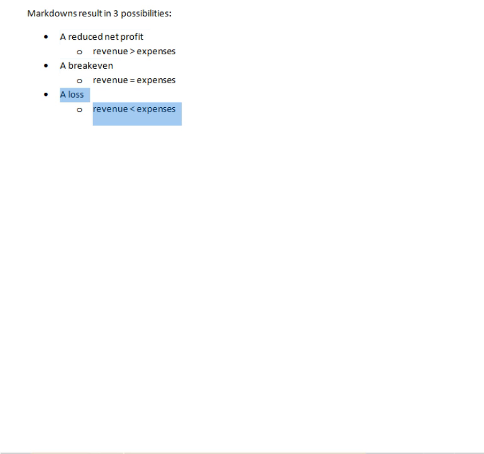All right, so to determine which of these cases a particular markdown falls into, we're going to be looking at something called the break-even point. Now the break-even point will tell you where the revenue will equal expenses. So if we add up all of the expenses for the item, we can get the break-even point. All right, so the break-even point will equal cost plus the operating expenses.